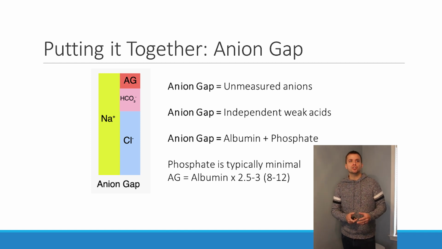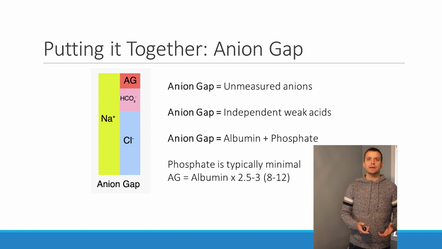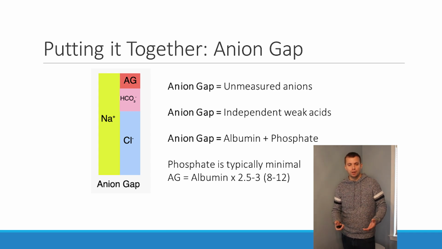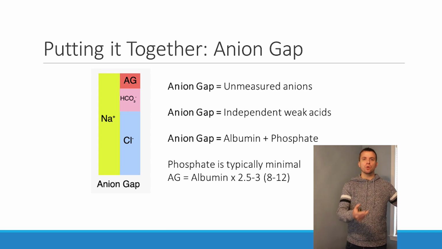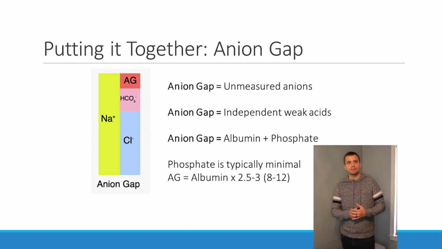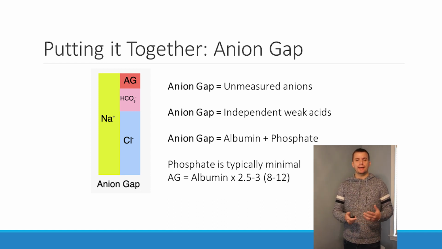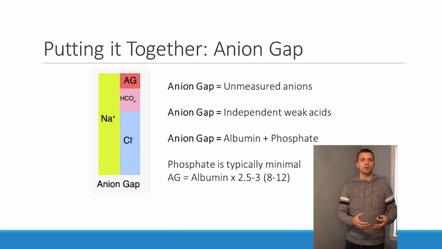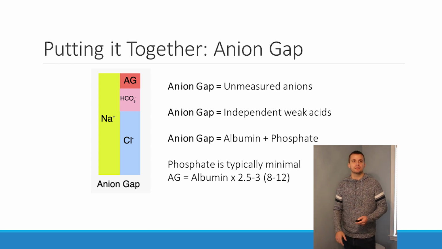So for every gram of albumin, you want to do about 2.5 to 3 on the anion gap. So if a normal albumin is 4, then you would say, okay, normal anion gap is 10 to 12 based on that. So whenever someone is saying, oh, they have a normal anion gap, what they're saying is that just their albumin is contributing to their unmeasured anions.